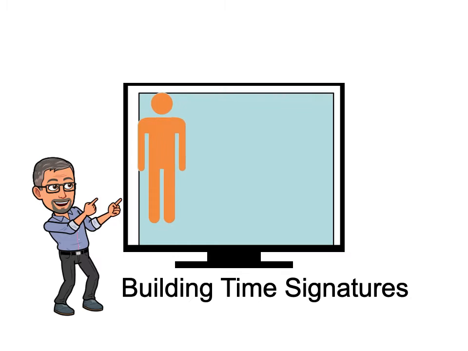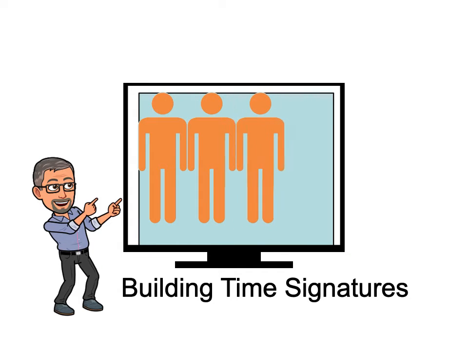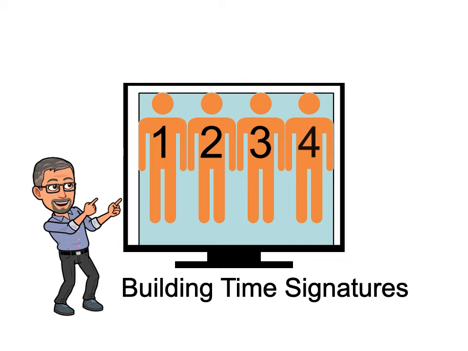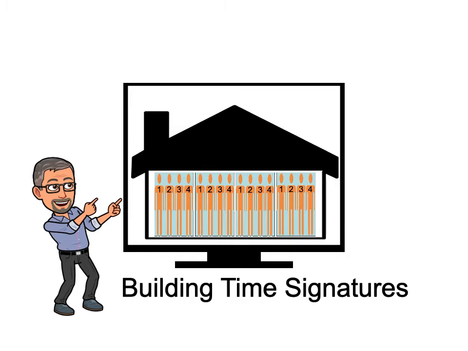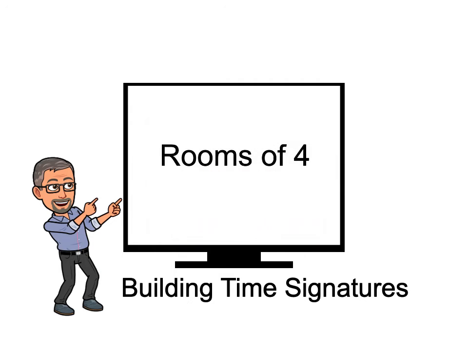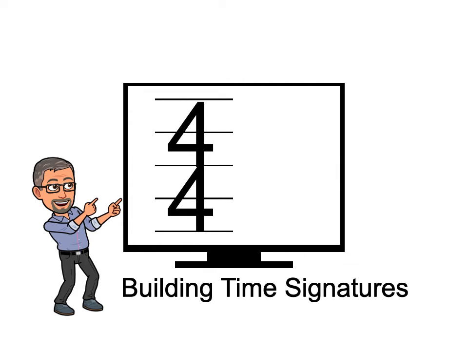Building Time Signatures video told us that we can count how many people we can fit into a room, right? And that symbolized how many beats can fit into each measure. In that particular video, we said we had 4 people in each room. So we had rooms of 4. We took that number 4, and that became the top number of our time signature. Our time signature there telling us there are 4 beats in every measure in a time signature of 4, 4. And we're going to use that time signature today.